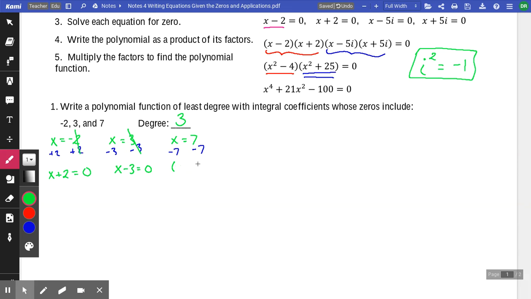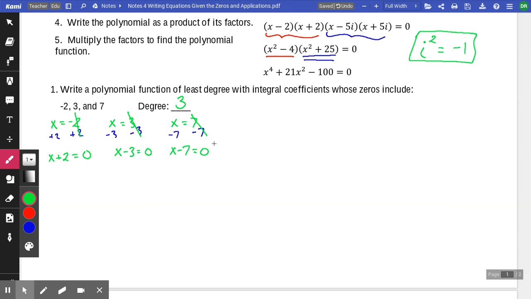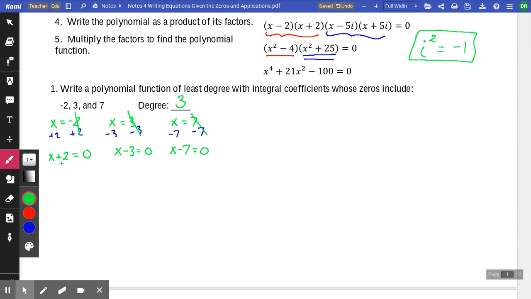Oops, don't need those yet. x minus 7 equals 0, because those 7's canceled. So we just completed step 3. All of our equations now equal 0. So what do we need to do? We need to write these binomials, these expressions, as factors. That would mean to multiply them together.